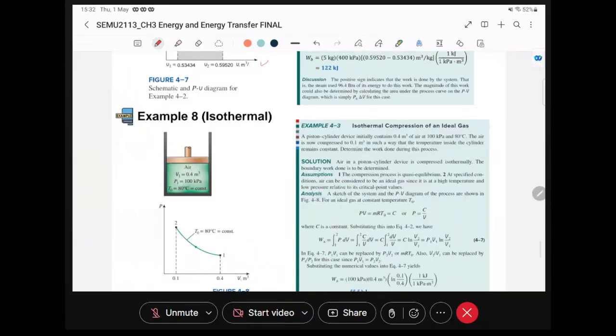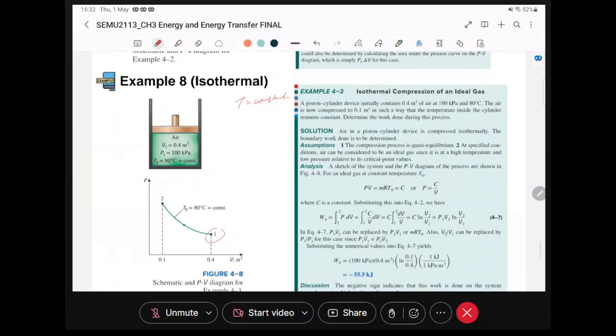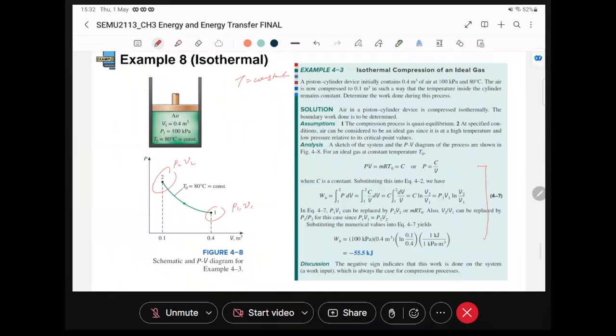And then isothermal process, which means temperature equal to constant. Okay, so for this, no problem. The boundary work from state 1 to state 2, there is a P1, there's a V1, there's a P2, there's a V2. Okay, so you can see how it can be derived here. Okay, so it's not as straightforward. So eventually you get to this.